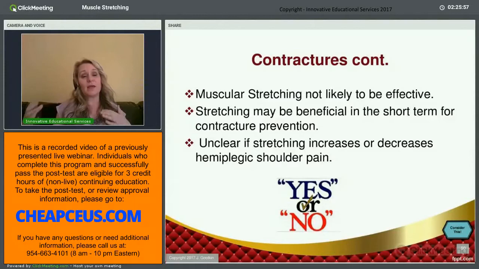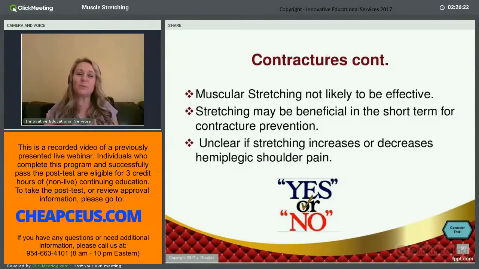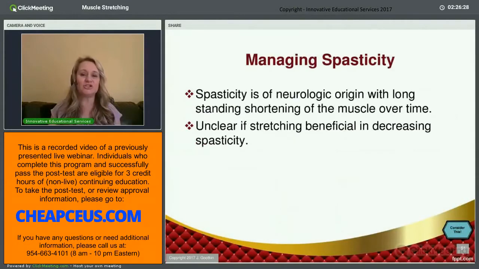And they found that while positioning programs can be beneficial to decrease the development of contractures, on the flip side, in those patients, in some cases, it increases the rate of shoulder pain, hemiplegic shoulder pain. So it is kind of a balancing act there where you need to continually reassess your patient. But if it's contractures you're looking at, maybe stretching can help manage it. But once they develop, you're going to need other, more specific interventions to actually treat the contracture.